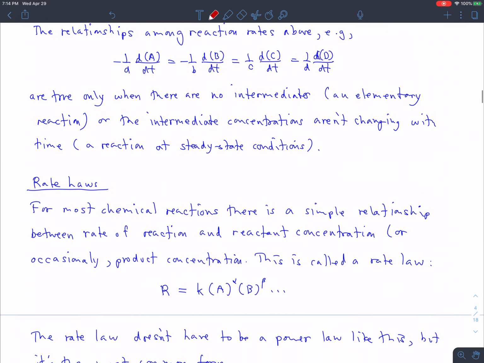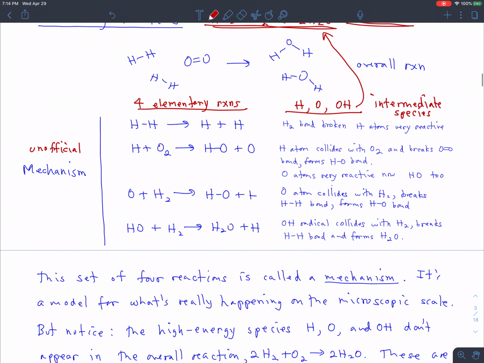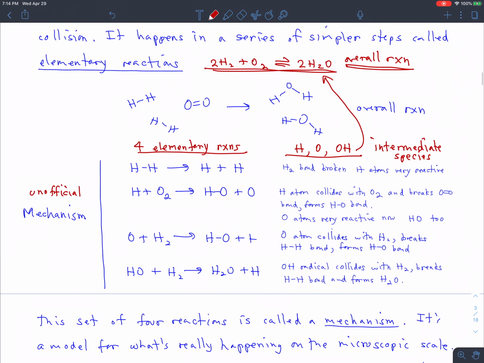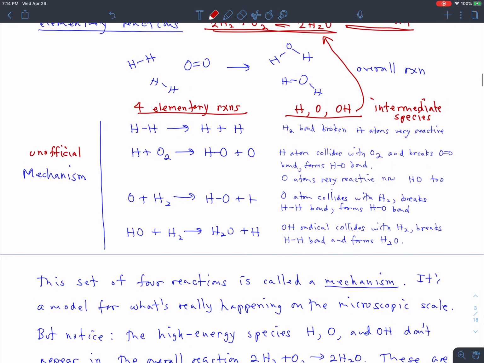All right, so we now have that for elementary reactions, these relationships hold, generally not for other things. And let me say something about that. Why do these relationships amongst the reaction rates not hold when you have these intermediate species involved?